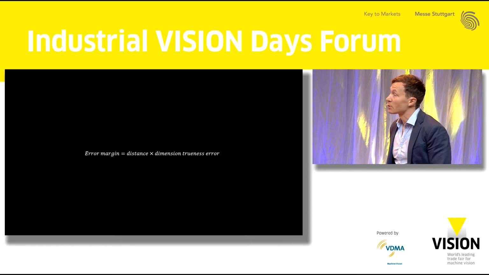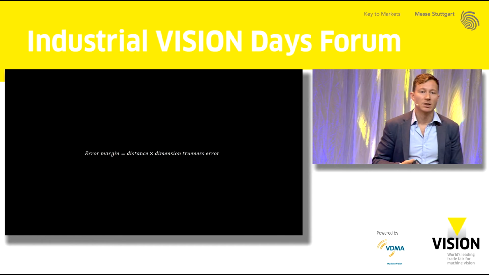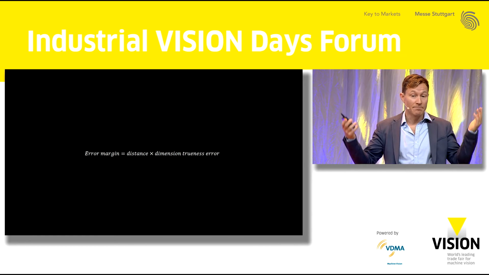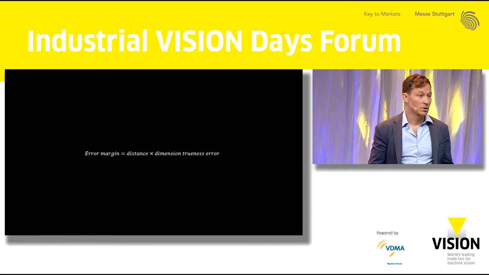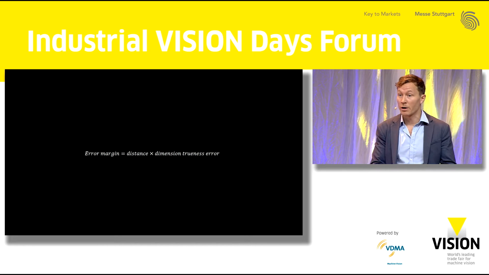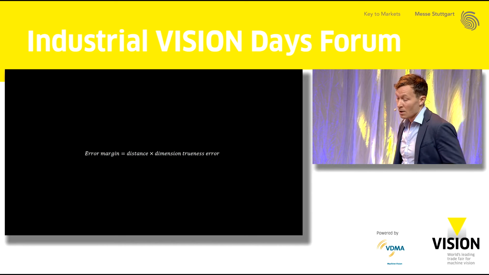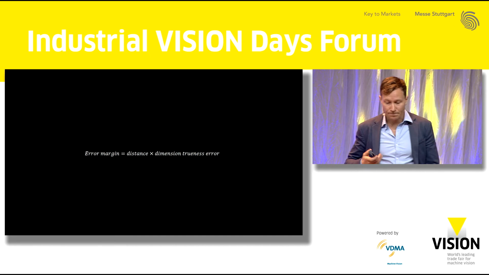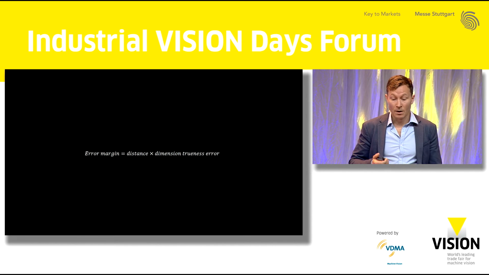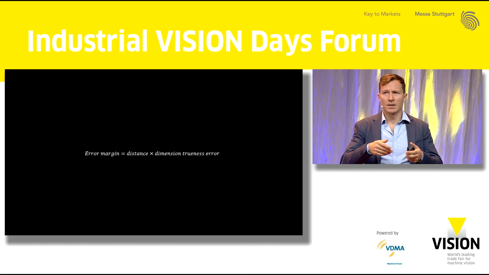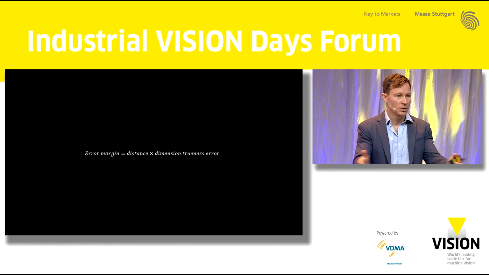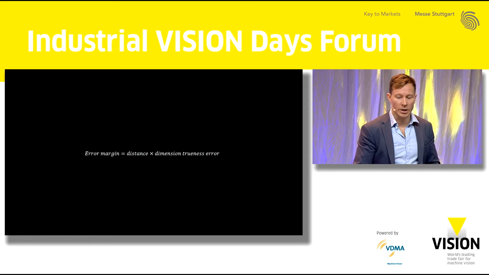And we do this so that you can know when you make your applications what your error margins are. Because from those data sheets we saw before, how are you going to use those to assess what your error margins are in your applications? So basically, the dimension trueness error that we try to extract, the way you use this is that you assess the distance of what you're looking at, or the size of what you're looking at, and you simply multiply it.